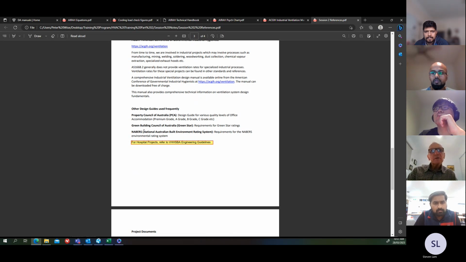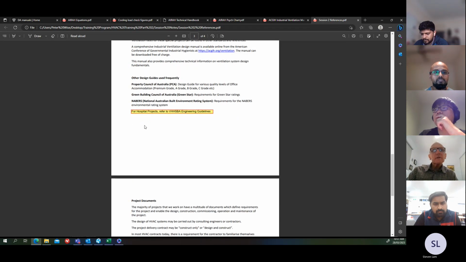NABERS is kind of a similar thing, but it's referring specifically to energy ratings. There are a few other state standards as well within the system, such as waste management and things like that. You'll see that come up, and it's included. Their energy ratings are included in the Green Star requirements. So be aware of that.